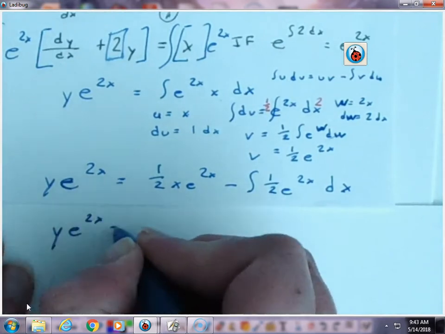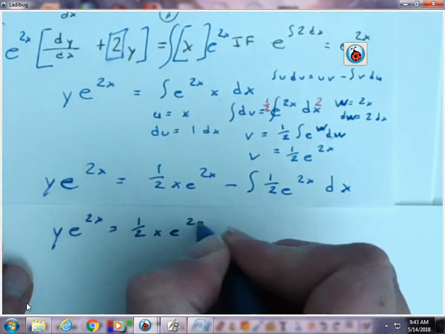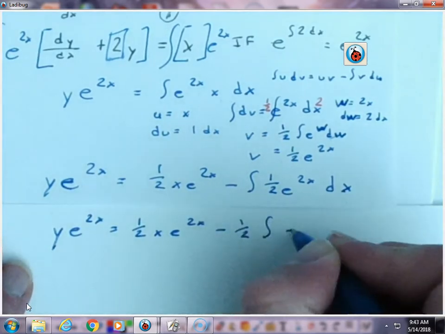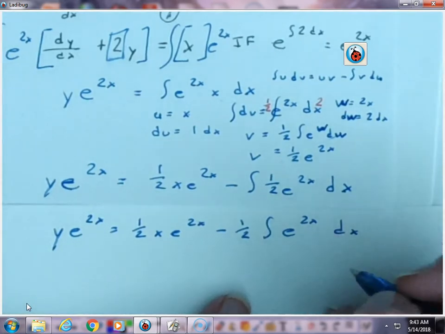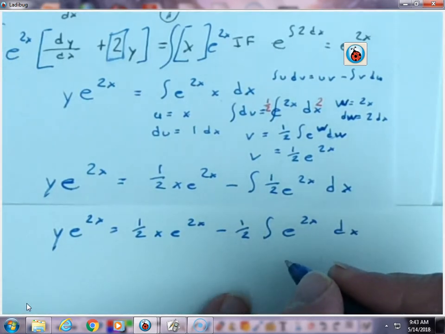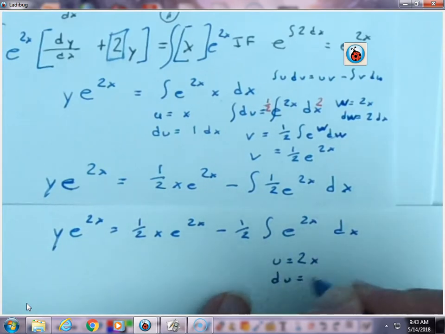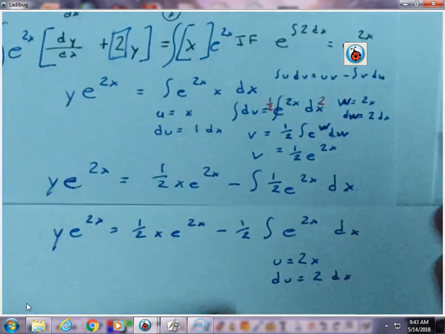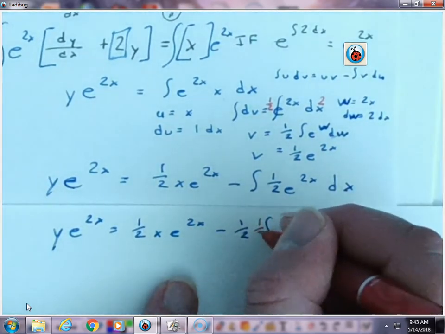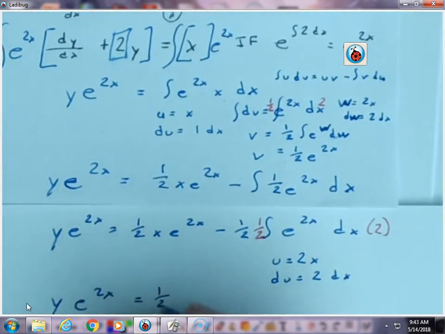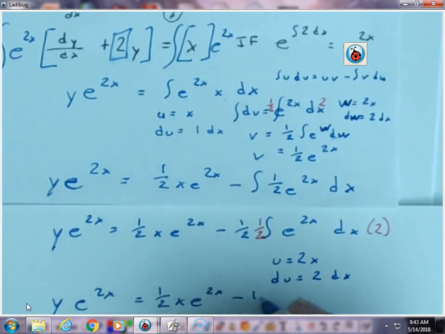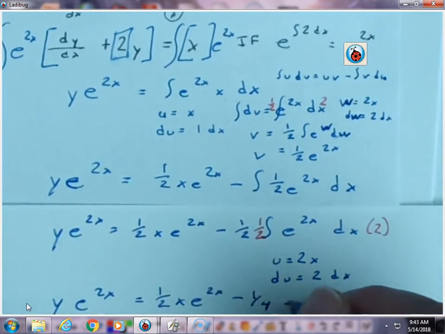y e to the 2x equals a half x e to the 2x. I'm going to go ahead and take the half out. And this is basically the same substitution we had before. You want w's or u's? Because we don't have any more u's now. We can do u's. Okay, so u is 2x, du is 2 dx. Again, we don't have a 2, so we need to get it. So you have y e to the 2x equals a half x e to the 2x minus a fourth e to the u, which is just e to the 2x, plus c.